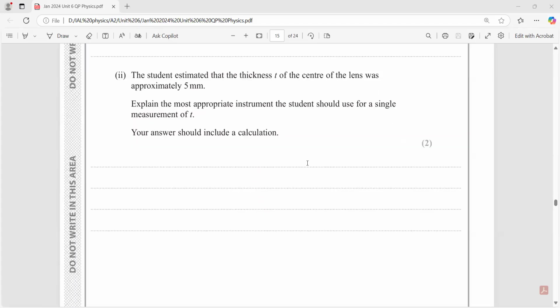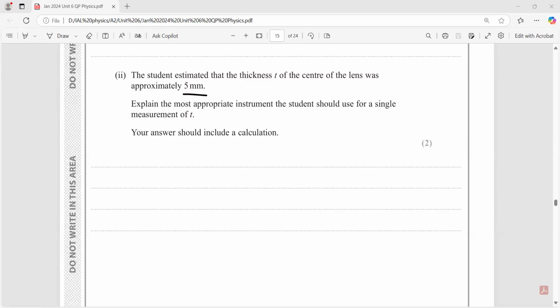A student estimated that the thickness was approximately 5 millimeter. Explain the most appropriate instrument that the student should use for a single measurement. Your answer should include a calculation. So approximately 5 millimeter is there. That is the thickness of this.